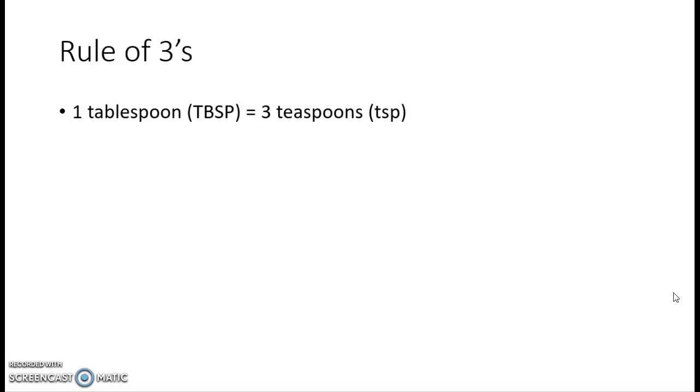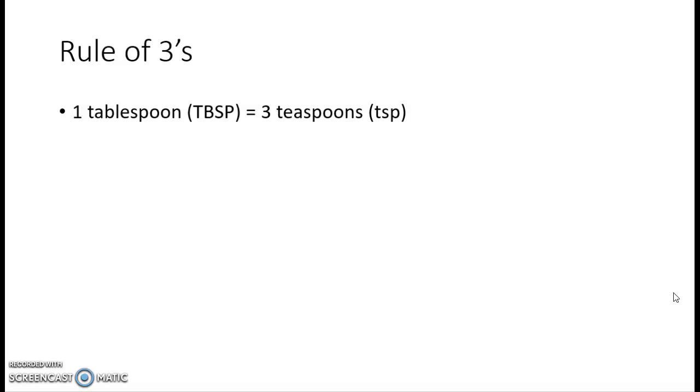Sometimes these abbreviations are used, TBSP for tablespoon, TSP for teaspoon, or a capital T for tablespoon and a lowercase t for teaspoon. Did I say that right? A capital T for tablespoon and a lowercase t for teaspoon. But a rule of threes. So if something is asking for 9 teaspoons, we divide that by 3 and see, oh, it's 3 tablespoons.